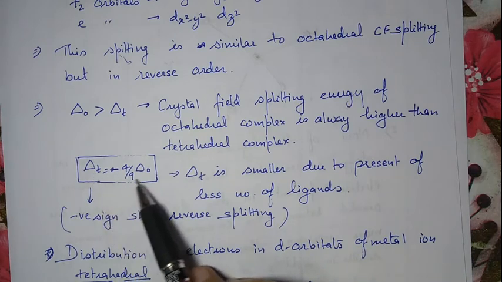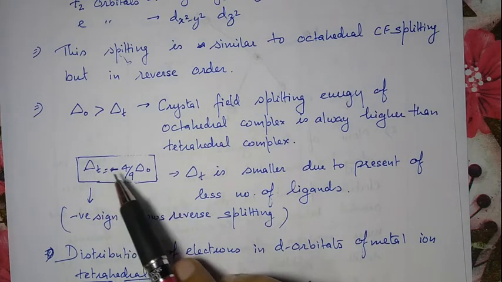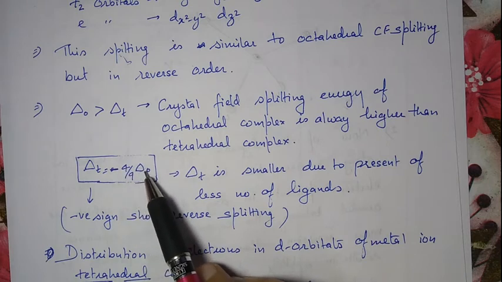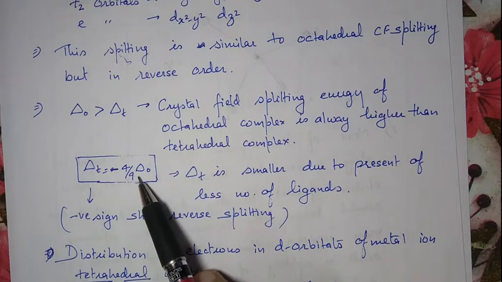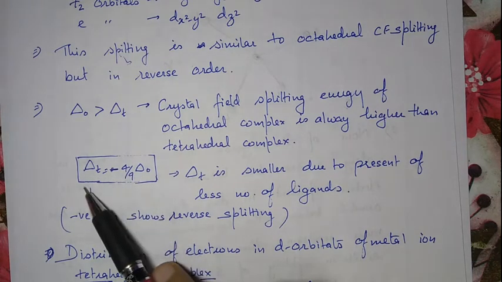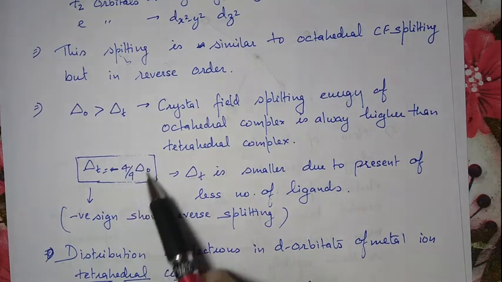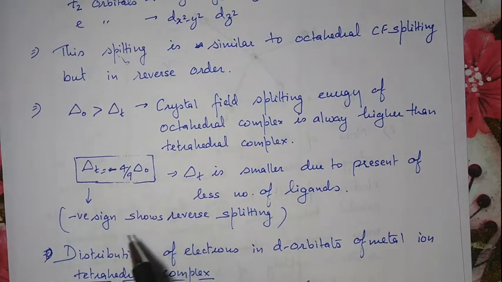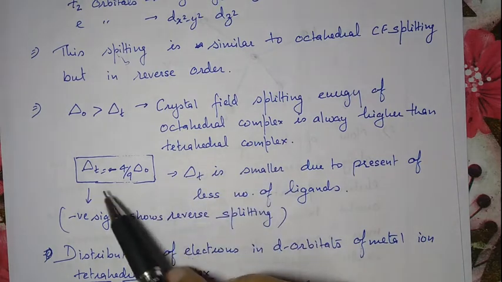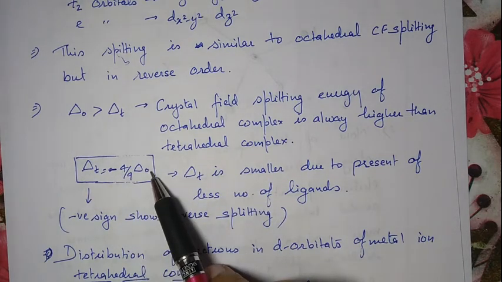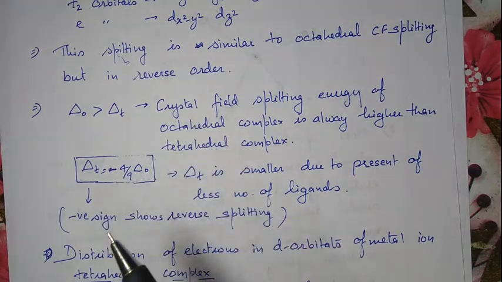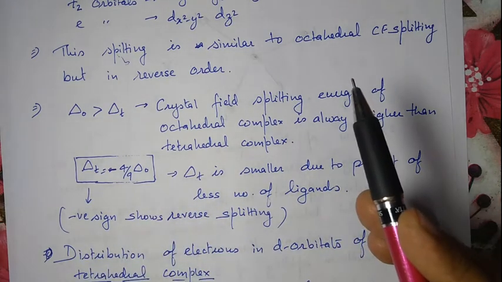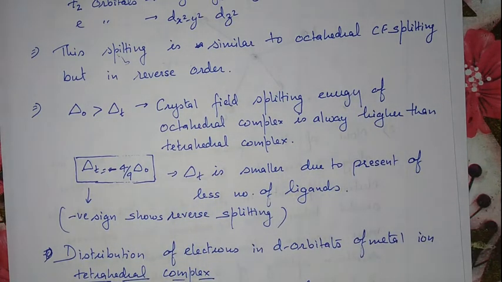The ratio is that del T is equal to 4 by 9 del O. It is a smaller amount than del O. You can also write delta equal to minus 4 by 9 del O, where the negative sign shows the reverse splitting. It means the axial E orbitals go to lower energy and the non-axial T2 orbitals go to a higher energy level.